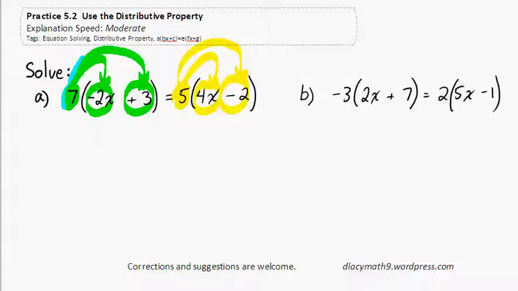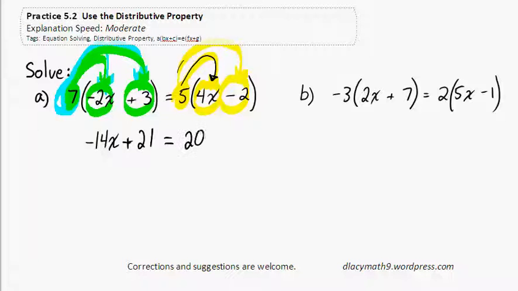7 times negative 2x is negative 14x. And 7 times positive 3 is equal to positive 21. So on the left, we get negative 14x plus 21. On the right, we're going to go 5 times 4x is 20x, and 5 times negative 2 is negative 10.